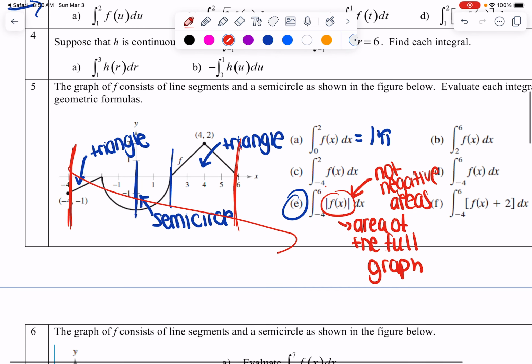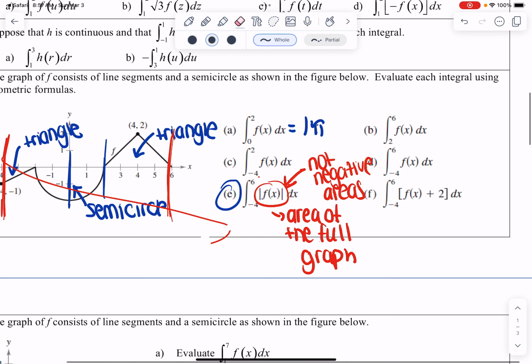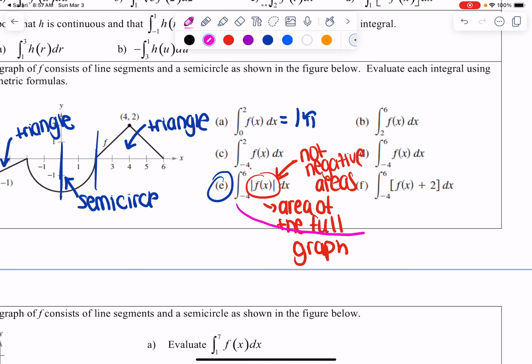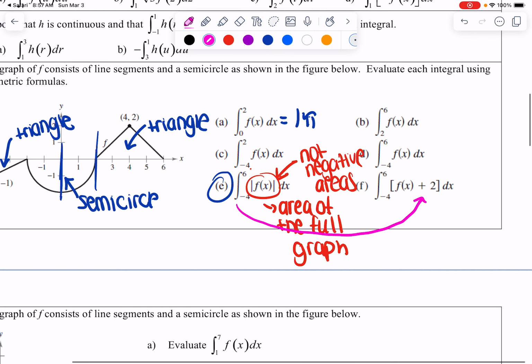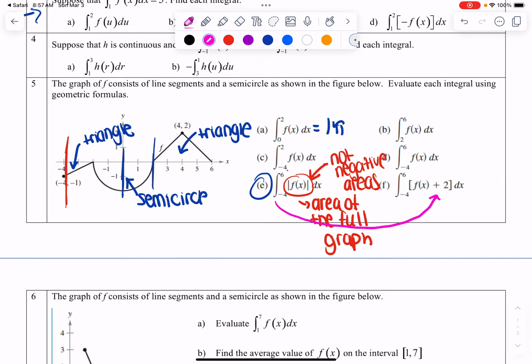So I would do a couple of those just dealing with that, and I would end with F, saying, okay, from -4 to 6, I could say, well, basically we found from E the entire area underneath. I could just add that 2 and then do B minus A because I have to integrate 2 as well.